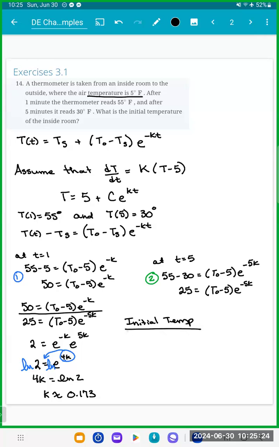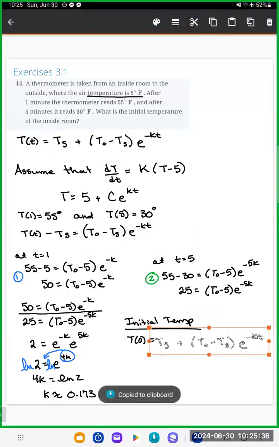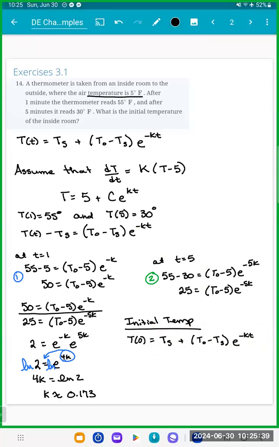Okay, so that initial temperature is at T0. Let's just take our Newton's law of cooling formula, plug that right there, and now plug in the data elements that we know. So we do know that TS was 5 plus, we have this 55 minus 5 times E to the 0.173 times 1.